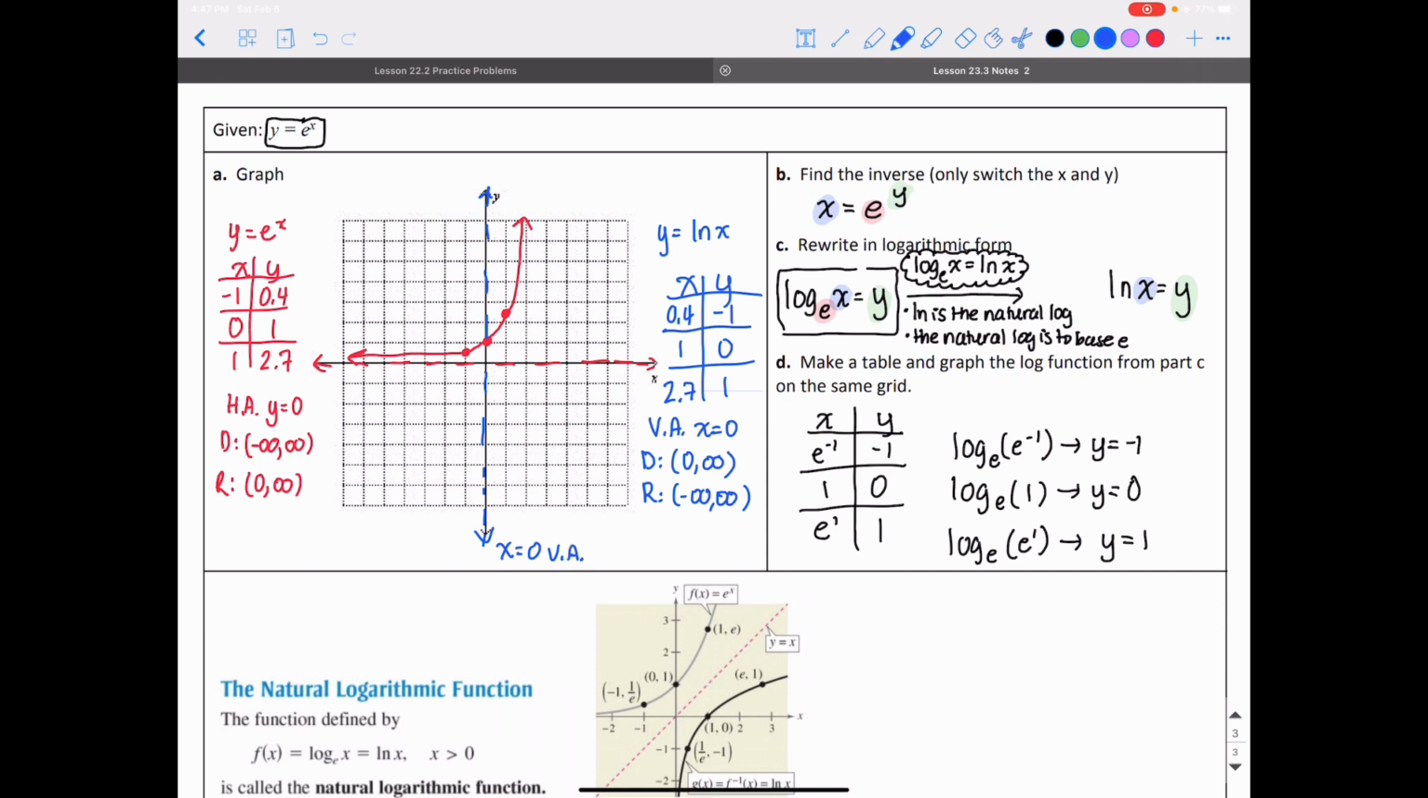And then I'm going to plot my points, 0.4 and negative 1. I have 1 and 0, and I have 2.7 and 1. And I'm going to connect these, making sure they don't touch that vertical asymptote. I can see these are a reflection over the line y is equal to x. So I know based on these graphs, everything about the x's and y's being flipped. I know y is equal to e to the x power, and ln of x, or log base e of x, are inverses.